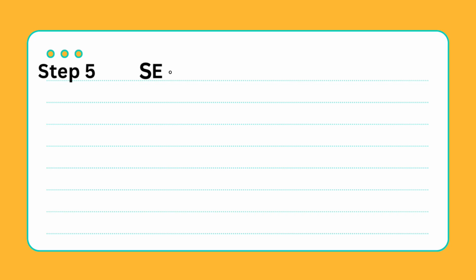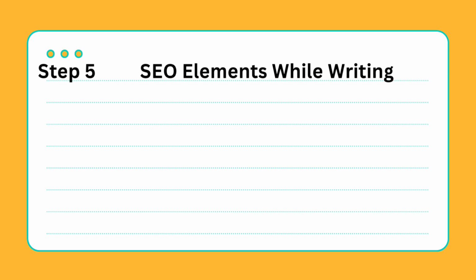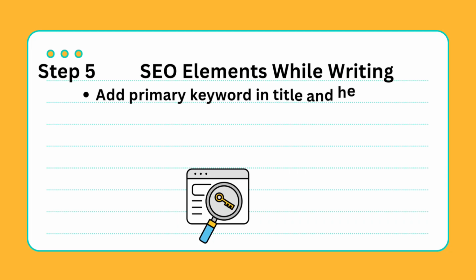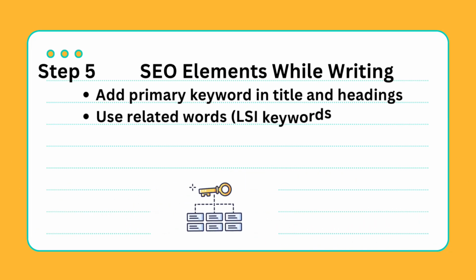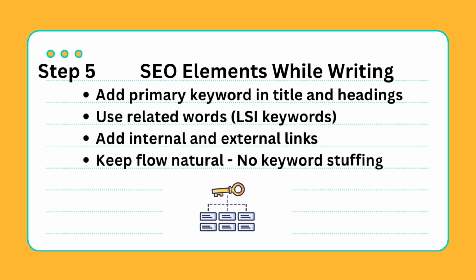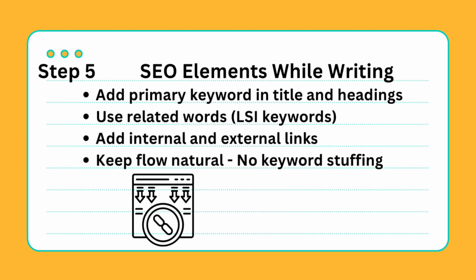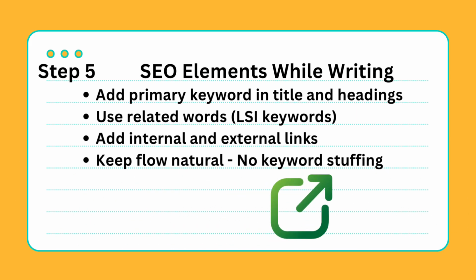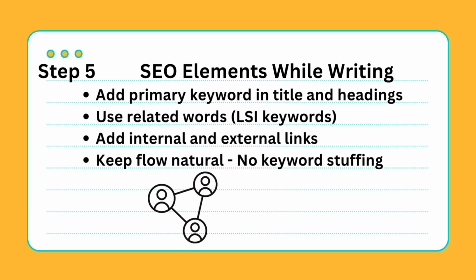Step 5. Add SEO elements. While writing your content, keep some basic SEO elements in mind. Use your primary keyword in the title, introduction, and headings. Use related keywords or synonyms naturally. Example: best laptop can also include top notebook or college laptop. Add internal links to other related pages on your website. Also include outbound links to trusted sources like official websites or Wikipedia. These signals help Google understand that your content is well-connected and authoritative.